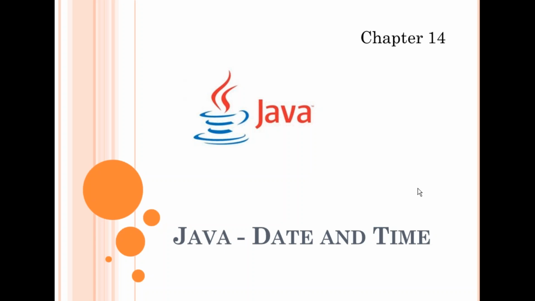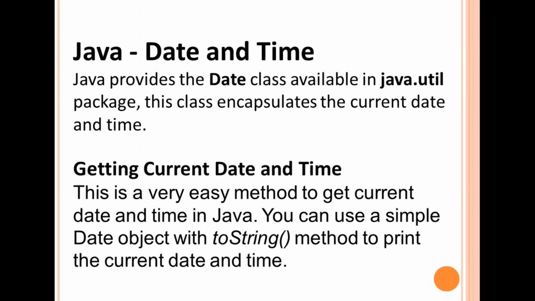In this chapter we are going to discuss the concept Java date and time. Java provides the Date class available in the java.util package. This class encapsulates the current date and time.